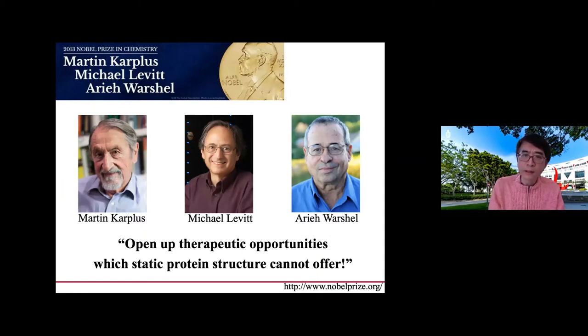In 2013, the Nobel Prize in Chemistry was given to three scientists to recognize these opportunities of simulating protein motion and its implication for drug discovery. These three scientists are Martin Karplus, Michael Levitt, and Arieh Warshel. The citation of this Nobel Prize says it was given for their contributions to the modeling and simulations, or multi-scale modeling, of protein motion. And this actually opened up therapeutic opportunities which the static protein structure cannot offer. As I talked about, if you consider a movie of the protein motion, it gives you plenty of additional opportunities to uncover drug targets.